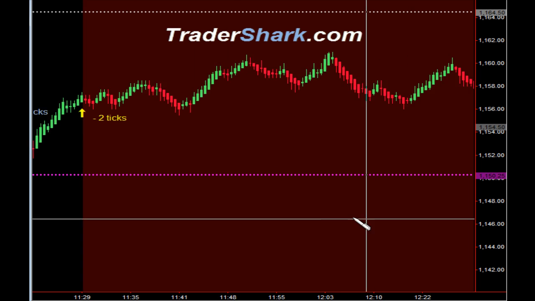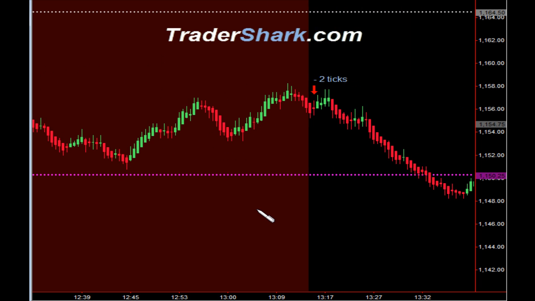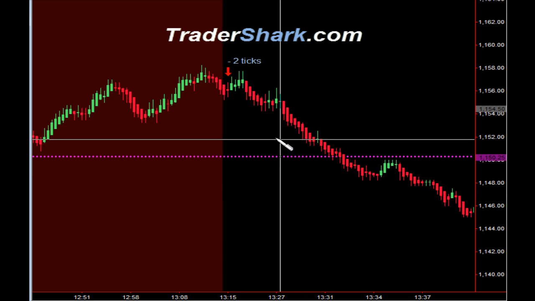From 11:30 until 1:15 Eastern Standard Time, that's a period of higher volatility and lower volume. We do not trade during that time frame or initiate any new trades. Coming out at 1:15, we had an opportunity to get short, got stopped out for minus 2 ticks, only to watch price action continue on in our favor.